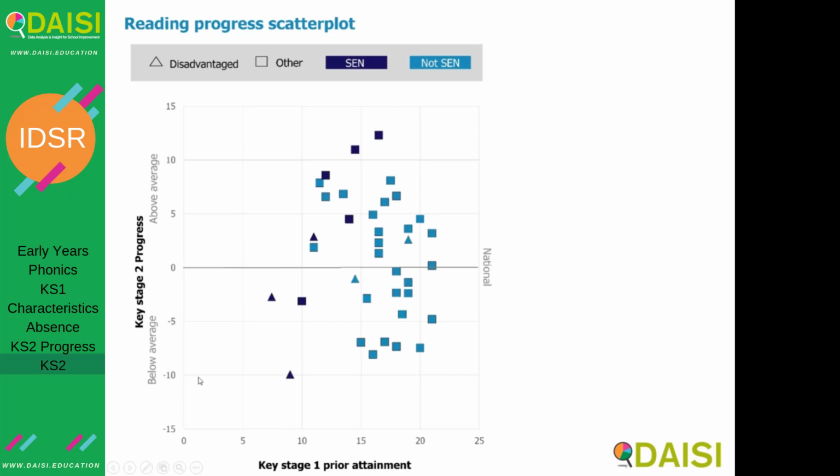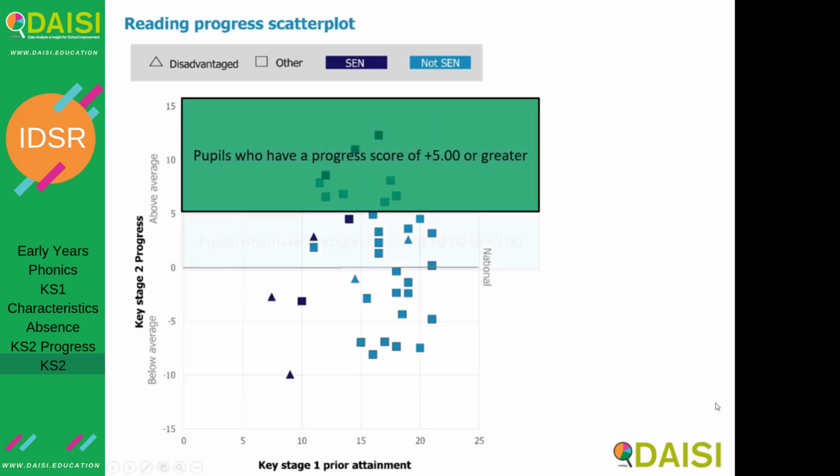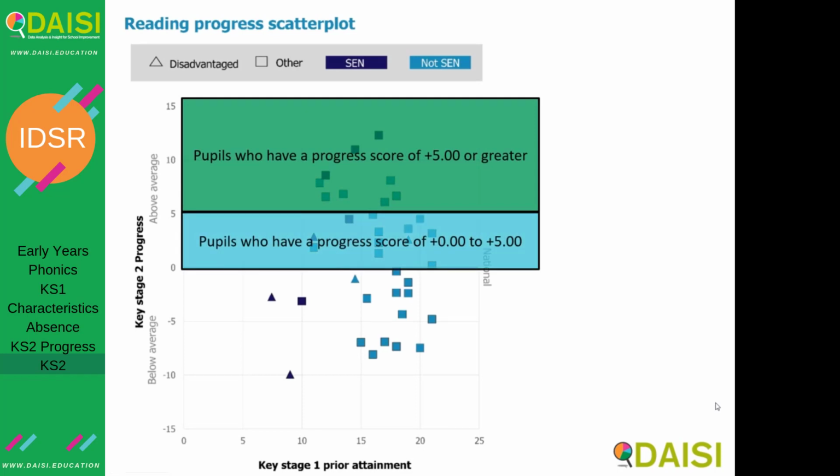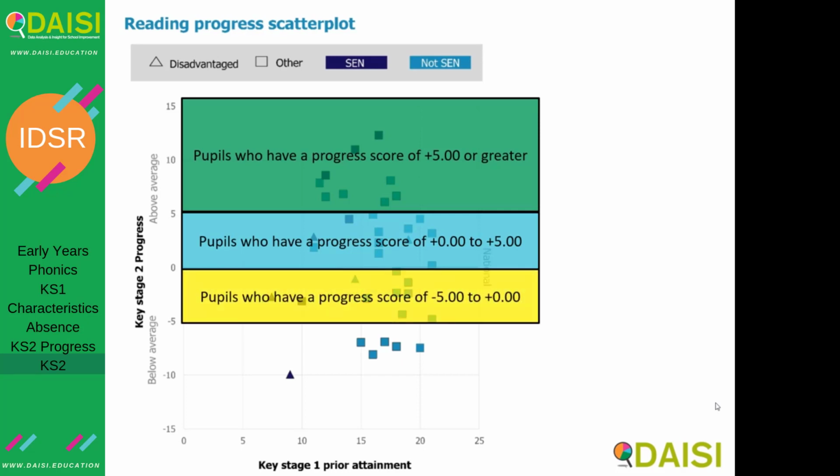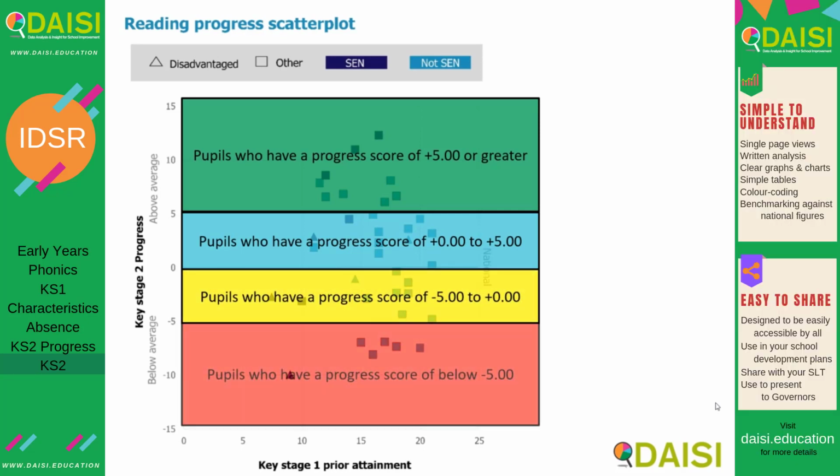progress score of -10. Now, one of the ways that I read this is I personally have a look at it in 4 different zones. Pupils who have made much higher progress than they were expected to, pupils who have made about the same amount of progress, positive or minus, and pupils who have made much worse progress than they were expected to.